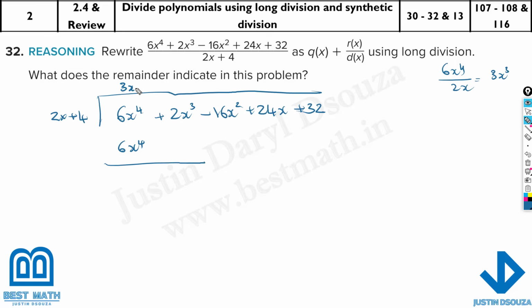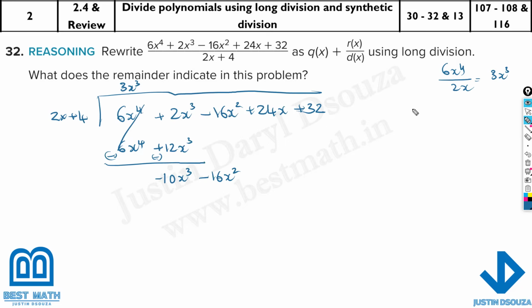So 3x power 3 is here. See, 2 times 3 is 6. x power 3 times x is x power 4. But it's not over. This 4 also has to be multiplied here. It will be 12x power 3. And the signs here change. This goes off. What happens? 2 minus 12 will be minus 10x power 3. And bring the next term down. It will be minus 16x squared.